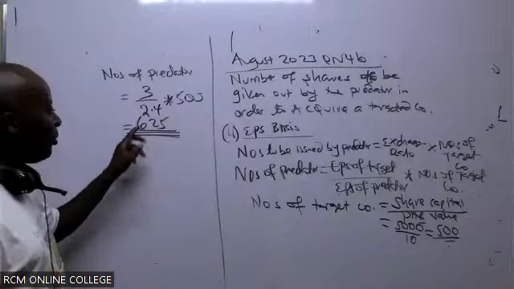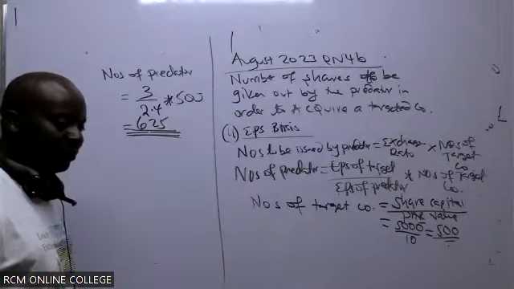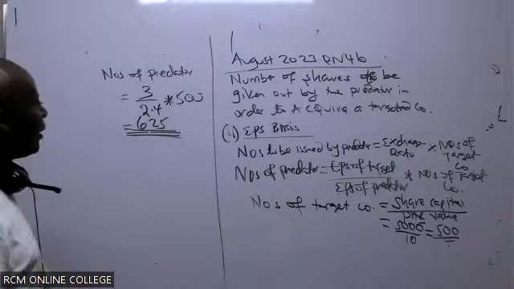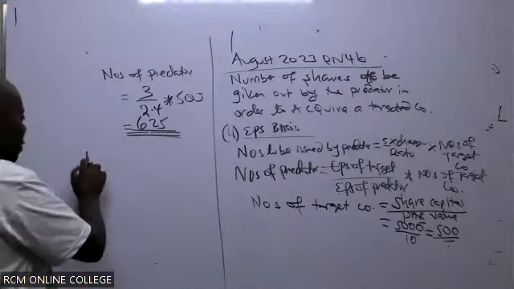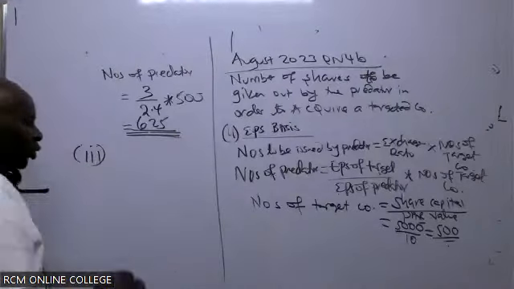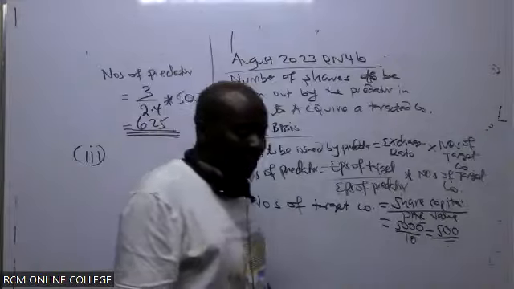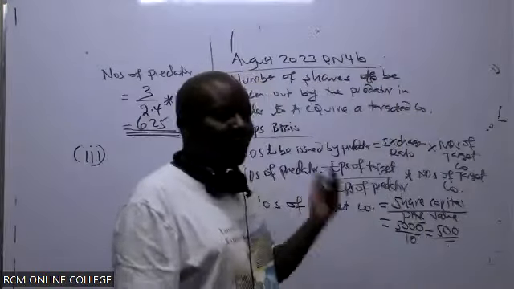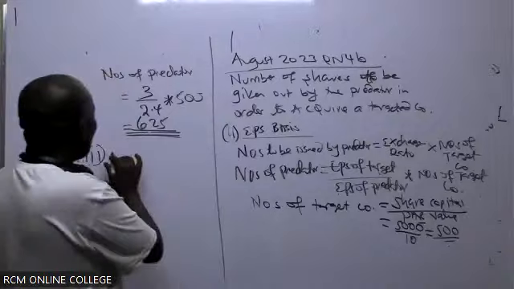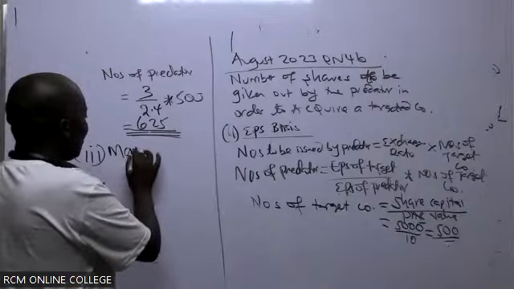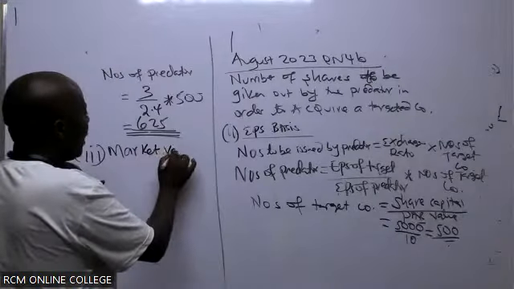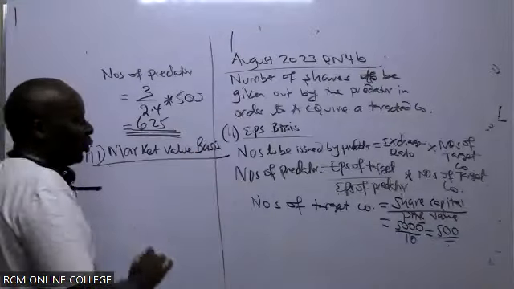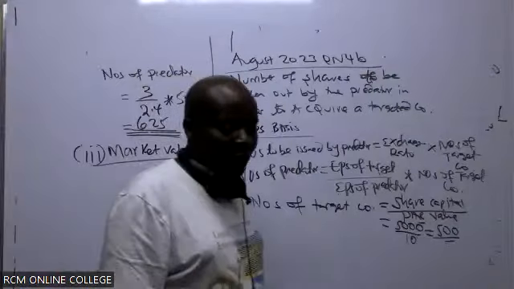So Oscar, are you able to see where you went wrong? Already I can see you have a figure. Now from there we go to another basis. So number 3, we go to another basis. Now this time round, they want you to use market value basis. They want you to use market value basis.